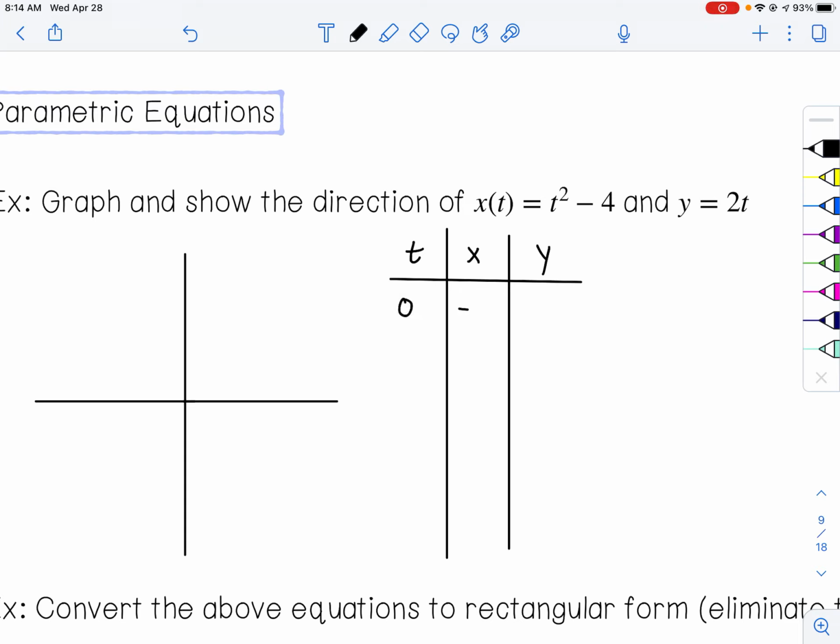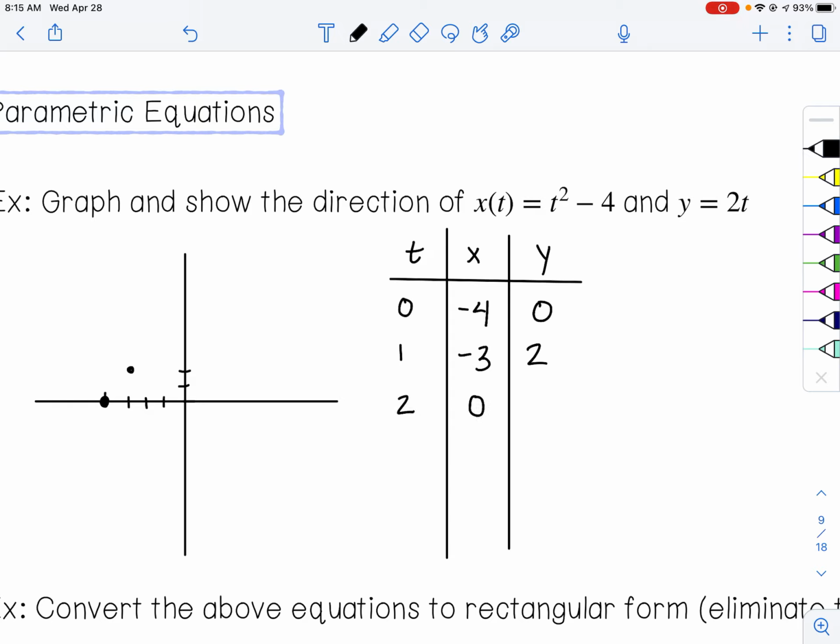Right, so instead of a normal T-chart, like a 2-column table to graph, we're going to use 3 columns. So we need t, x, and y. If I let t be 0, I'm going to get negative 4 for x and 0 for y. So I'm going to graph 1, 2, 3, 4. So there's my starting point. If I plug in 1, I get 1 minus 4 is negative 3 and a y coordinate of 2, so negative 3 comma 2.